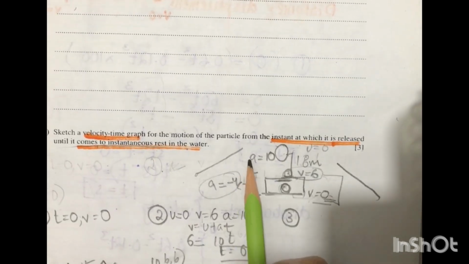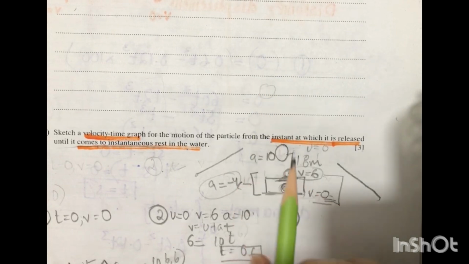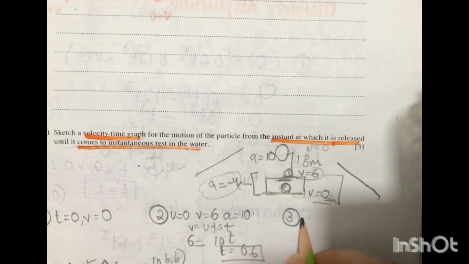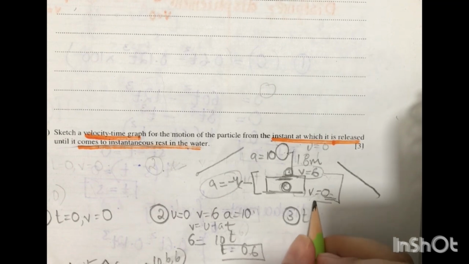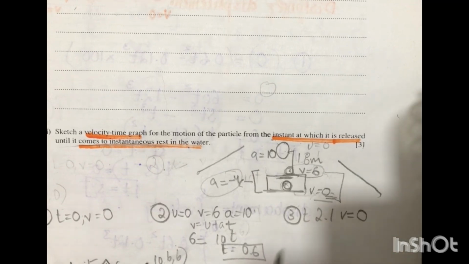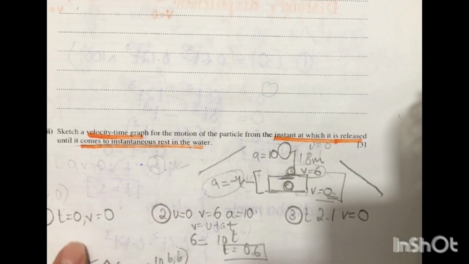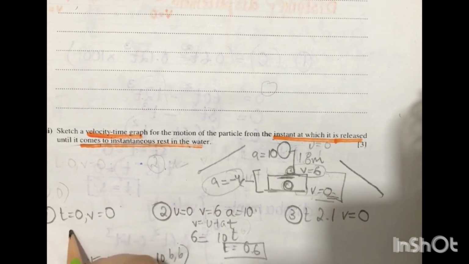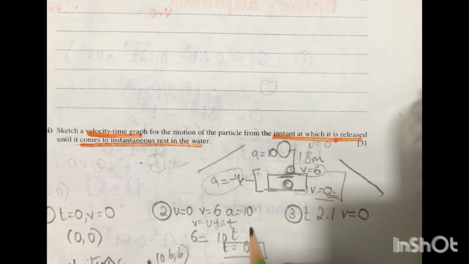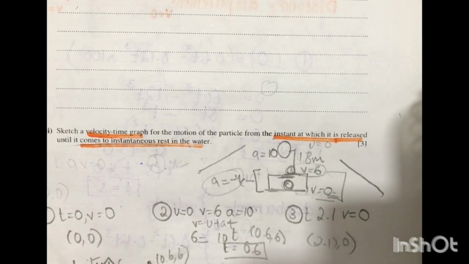Since the journey of the particle is a continuous movement, the total time taken is 1.5 plus 0.6, which is 2.1, and the final velocity was 0. So now we have 3 coordinates, pairs of time and velocity, which are 0 and 0, 0.6 and 6, and 2.1 and 0. We can now graph this.